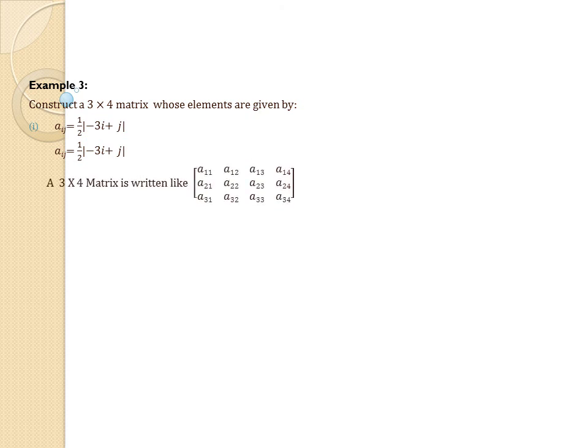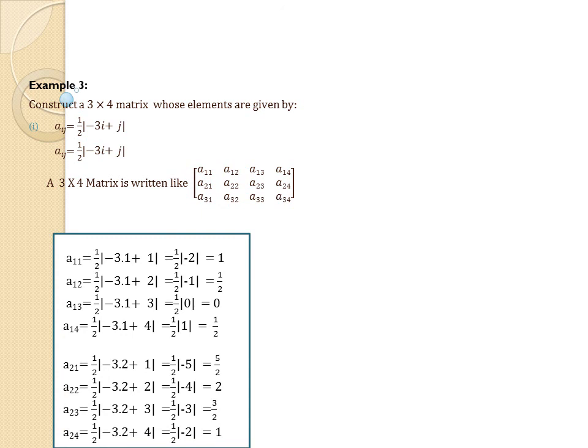So a 3 cross 4 matrix is written like that: a11, a12, a13, a14, all the first row's elements with 1 and then the suffix with the column number. Second row, first column is a21, next one a22, second row second column, second row third column, second row fourth column. So in this way a 3 cross 4 matrix is written.